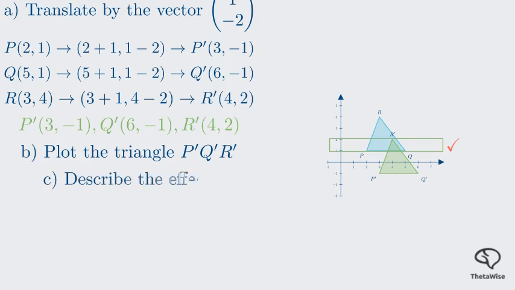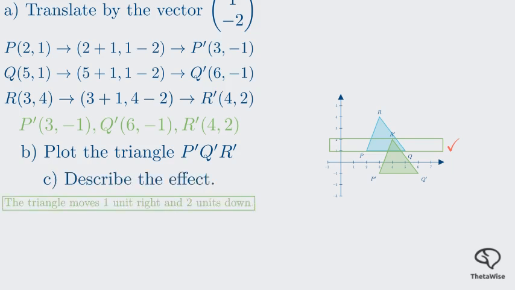This is a rigid transformation. It's like sliding a tile across a floor. The shape itself doesn't change, just its position.